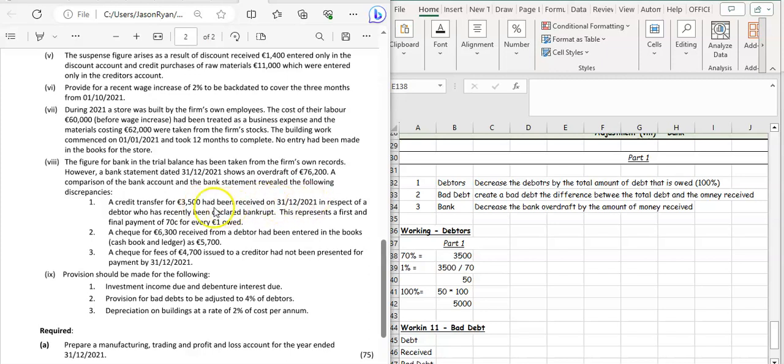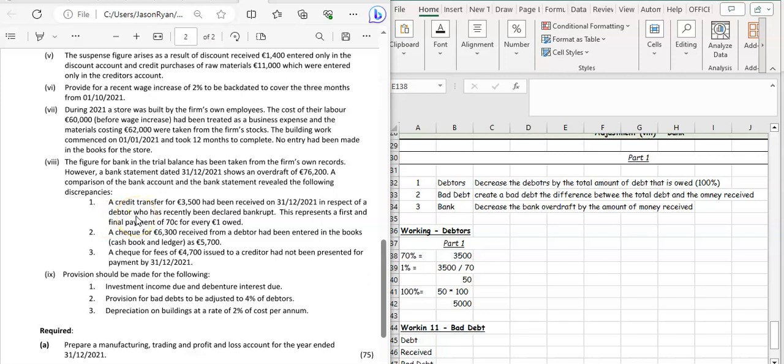Second part then is that this 3,500 was received from a debtor and they have been declared bankrupt. So they've paid us money. So we need to reduce the debt from the debtor. So we need to find 100%. So 70% is equal to 3,500. So then you're going to go and find what is 100%. And that's how much we're going to reduce our debtors by.